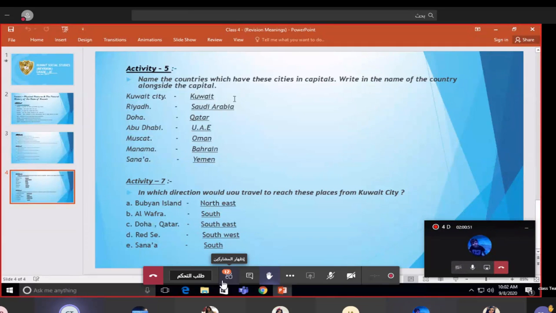Now, Riyadh is the capital of Saudi Arabia. See? These are the cities, and these are the countries which are having these as capitals. Riyadh is the capital of Saudi Arabia. Doha, capital of Qatar. Abu Dhabi, capital of UAE, Dubai. Muscat, Oman. Manama, Bahrain. And Sana'a, Yemen.